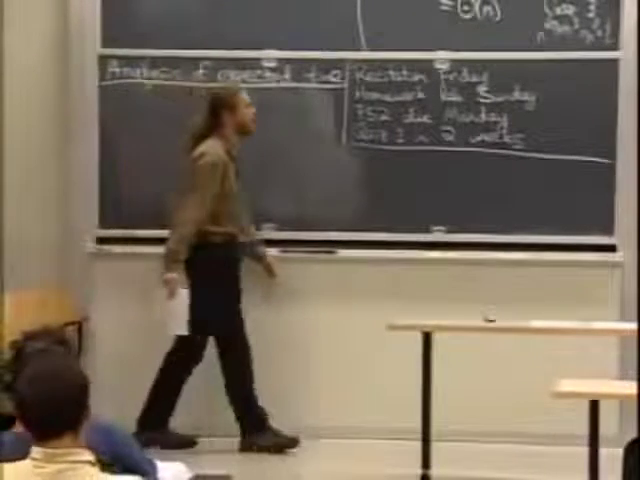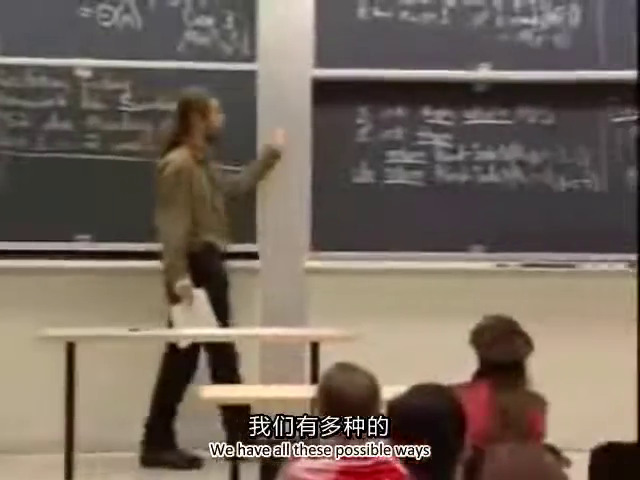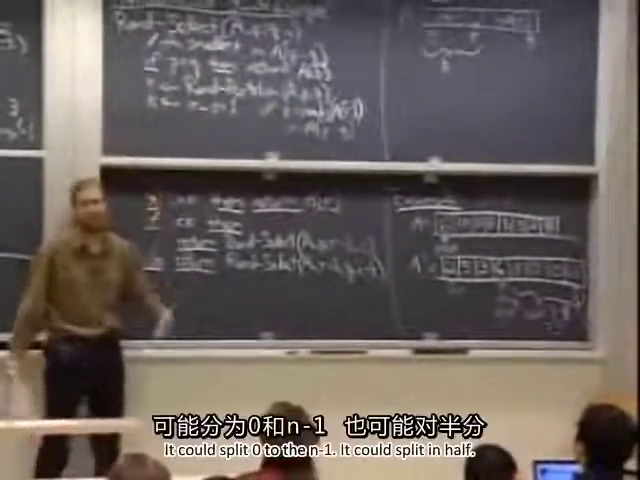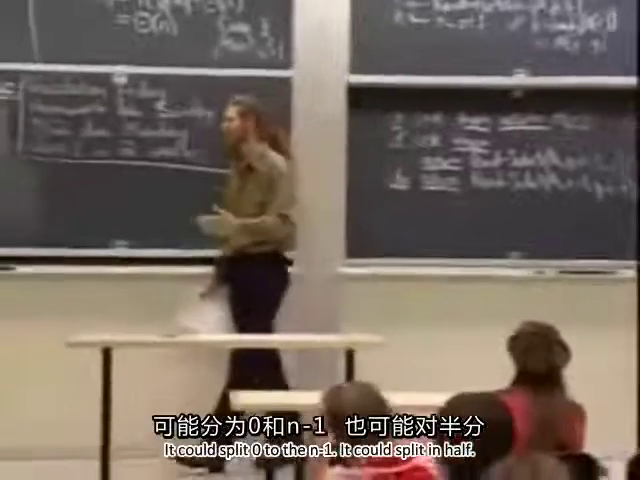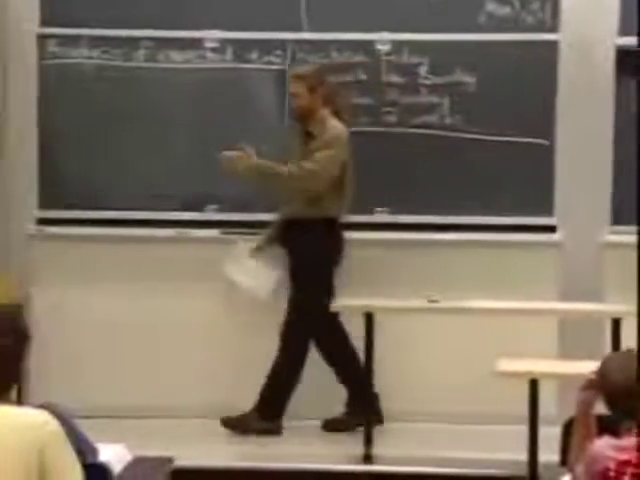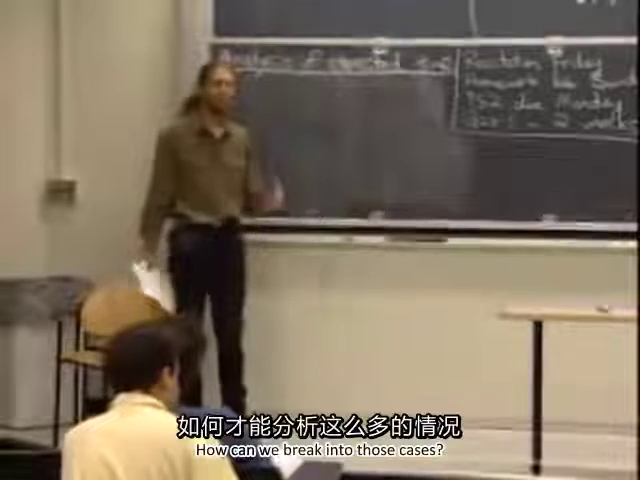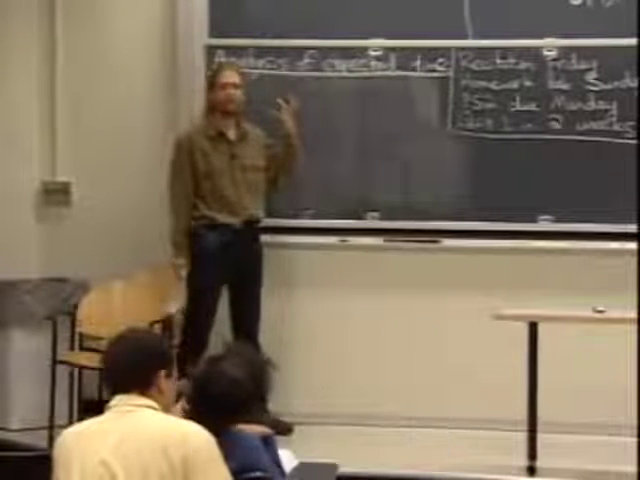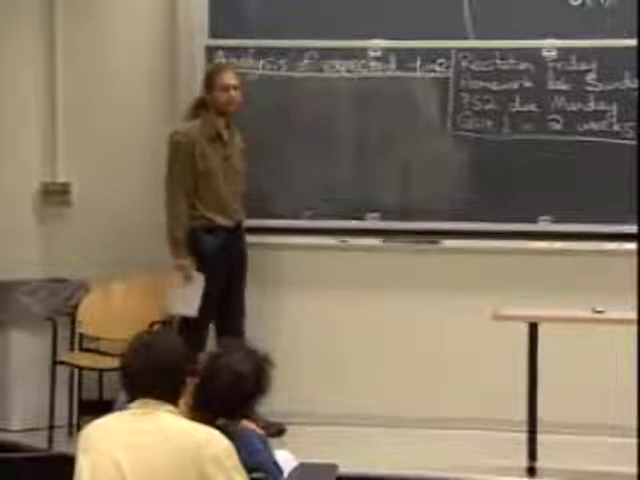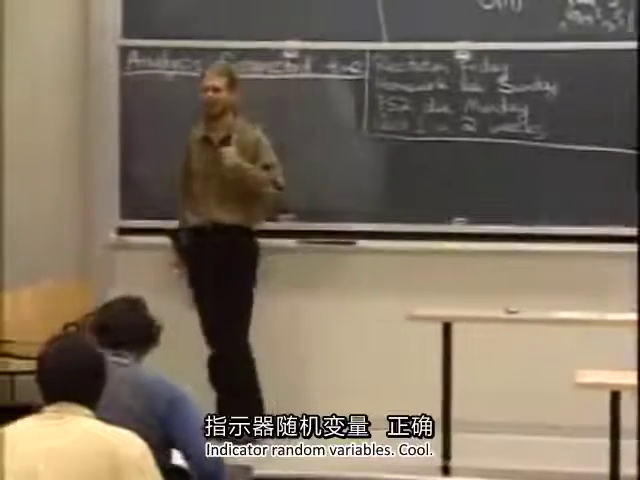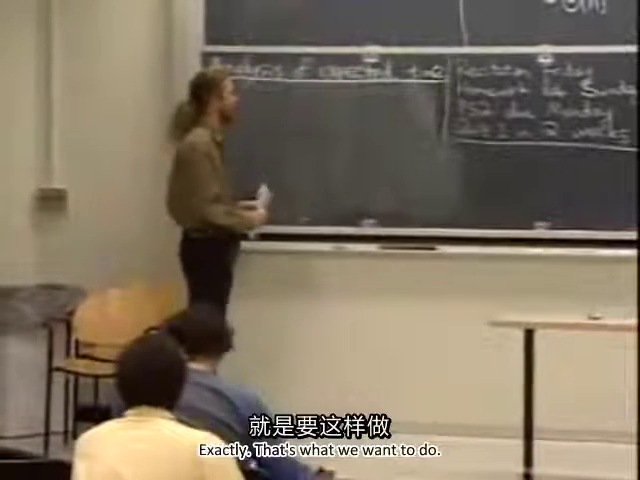Yeah, exactly. So we have all these possible ways that random partition could split. It could split 0 to n minus 1, could split in half, there's n choices where it could split. So how can we break into those cases? Indicator random variables. Cool. Exactly. That's what we want to do.